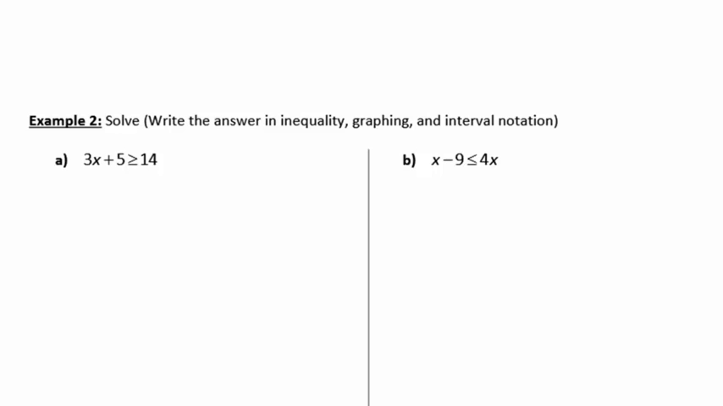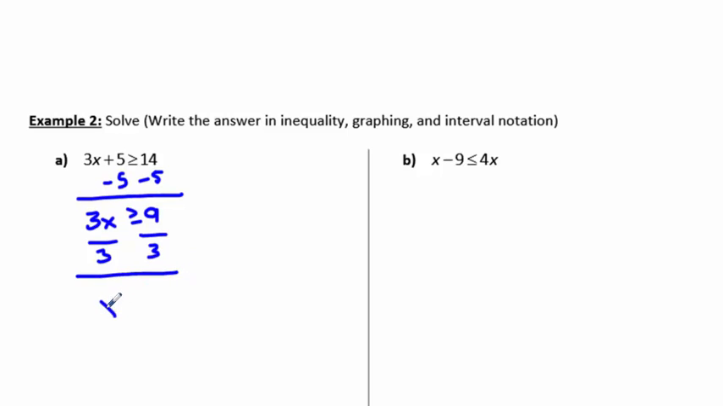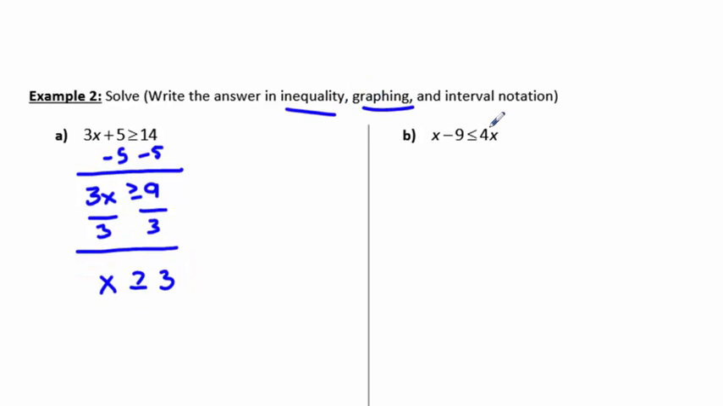Solve the inequality. All right. So I solve it just like an equation, watching carefully if I change the inequality symbol or not. So 3x plus 5, we're going to subtract 5 from both sides. This will give us 3x is greater than or equal to 9. And then divide both sides by 3. I'm dividing by a positive number, so I'm not changing the inequality. I just have x is greater than or equal to 9 divided by 3, which is 3. Now when I answer this, I'm going to answer as an inequality, a graph, and an interval. So this is only 1/3 of my answer.